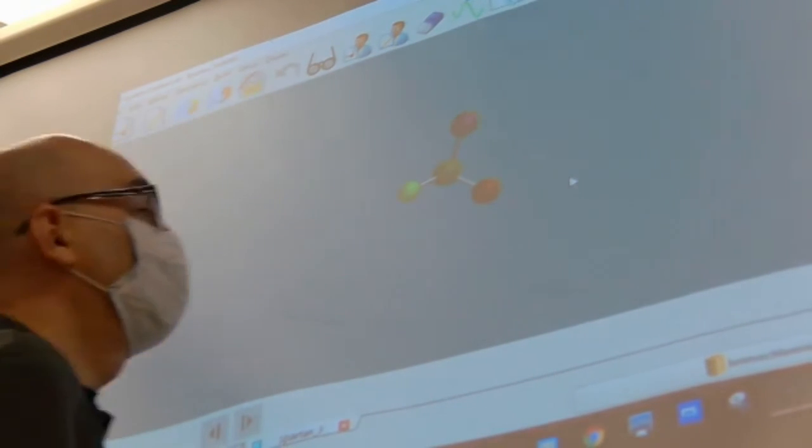Bond angles. Hydrogen to carbon to chlorine, 108.4. Hydrogen to carbon to bromine, 106.3. Chlorine to carbon to iodine, 109.5. And bromine to carbon to iodine, 109.5. Okay, we're moving on.